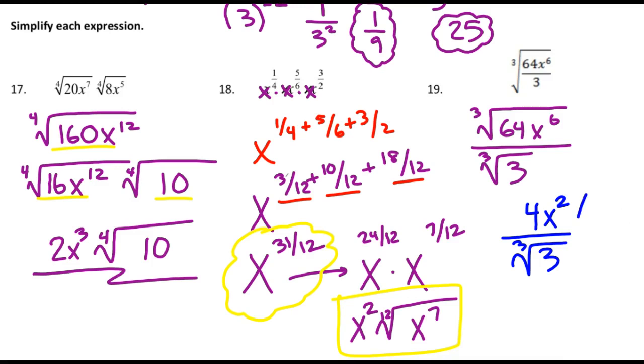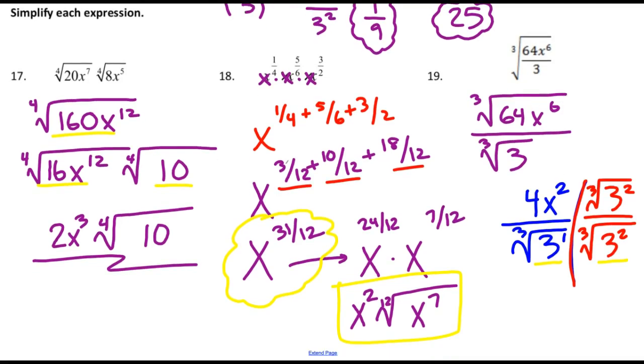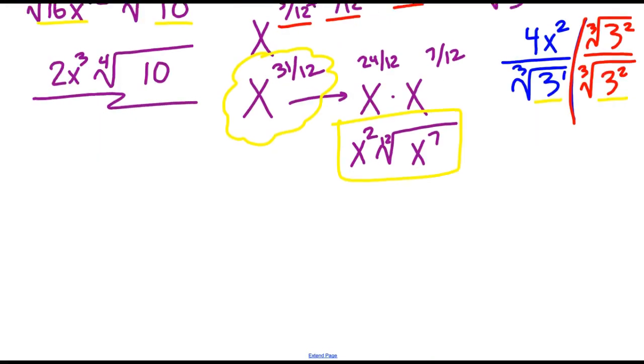So in order to rationalize that, I need to multiply it by the cube root of 3 squared. The reason why I need to multiply by the cube root of 3 squared is because I want the denominator to be the cube root of 3 cubed. Because if you look at 3 to the first times 3 to the second, I'm going to get what? 3 to the third. So instead of writing them all out like I was doing earlier, I just wrote it in exponential form. Just a little cleaner.